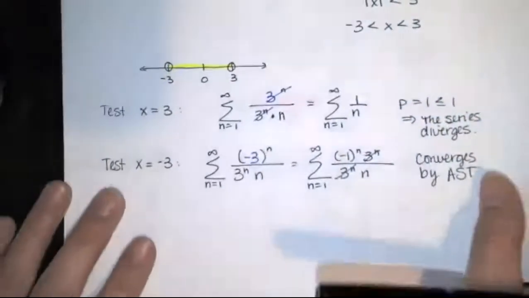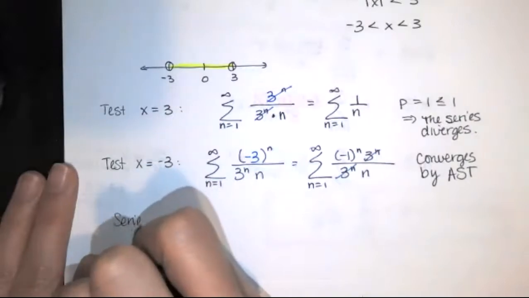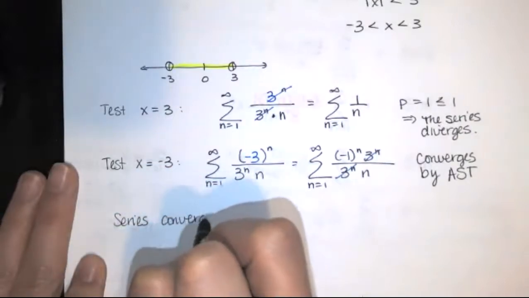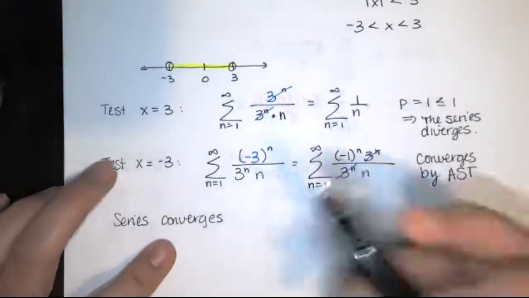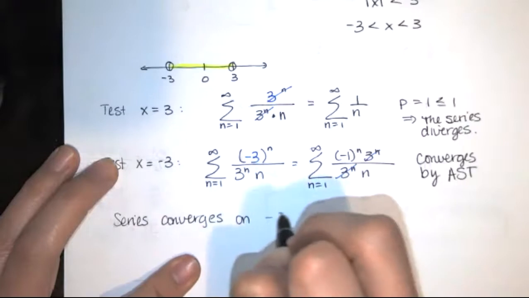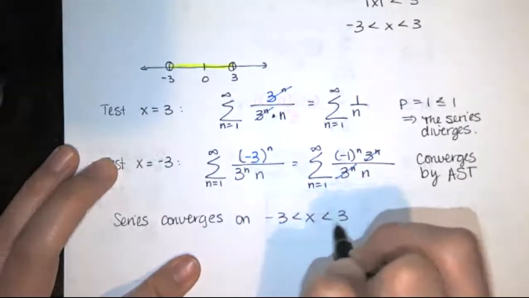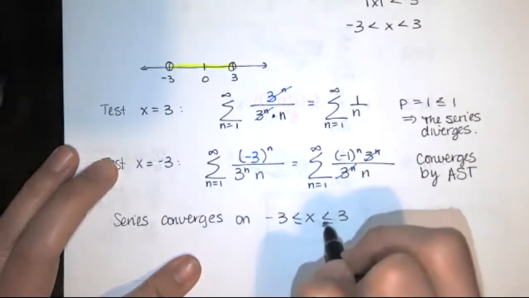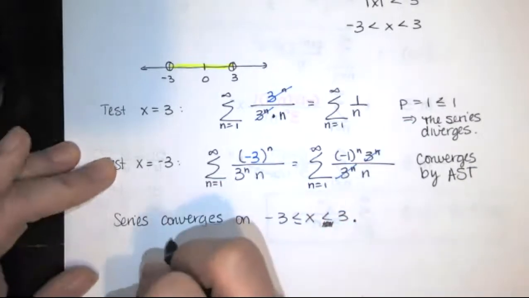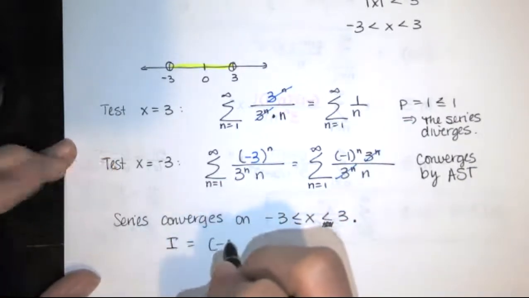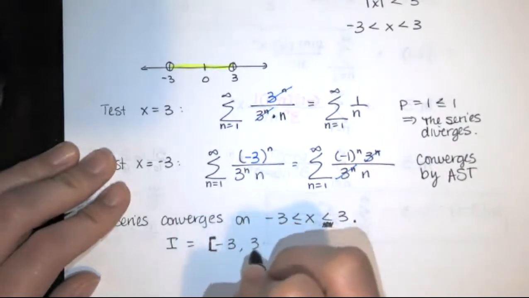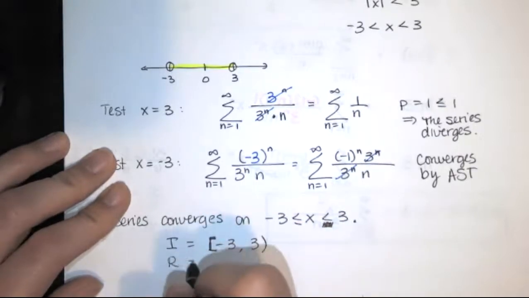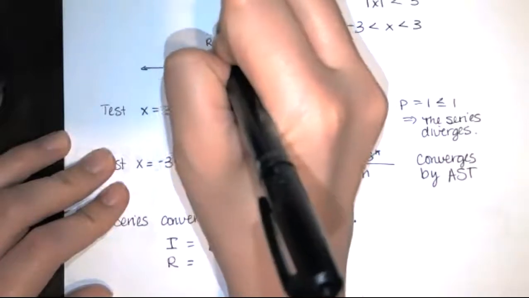So our series converges on the interval from -3 to 3, including -3, but not including +3. Whoops, I got that backwards. There we go. So the interval of convergence is -3, which is included, to 3. 3 is not included, and the radius of convergence is half the length of that interval, which is 3.